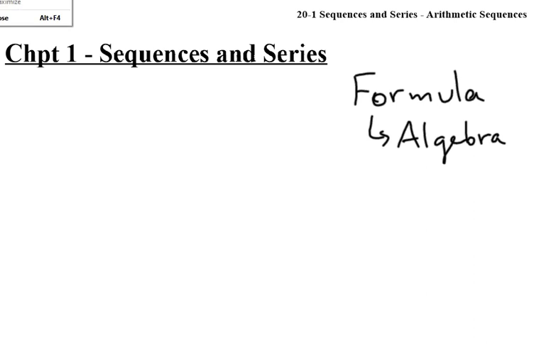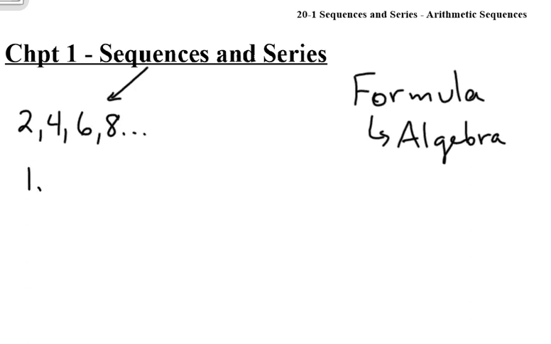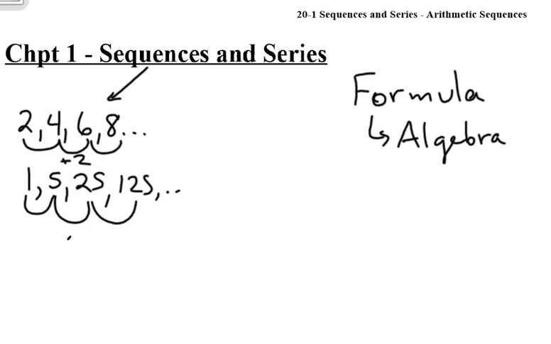Please understand, what you are looking at is sequences, which are lists of numbers, but they're specific lists of numbers. 2, 4, 6, 8 could be a sequence. 1, 5, 25, 125 is another possible sequence. Why? Well, to go from number to number here, we're adding 2 each time. Here, to go from number to number, we're multiplying by 5 each time. Two different types of sequences we'll look at.